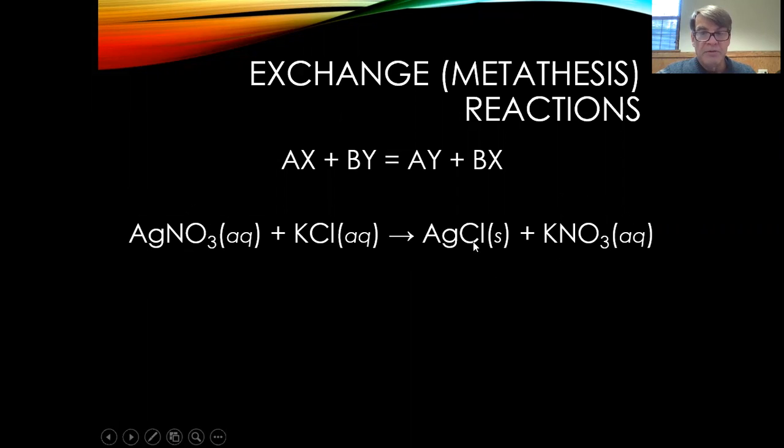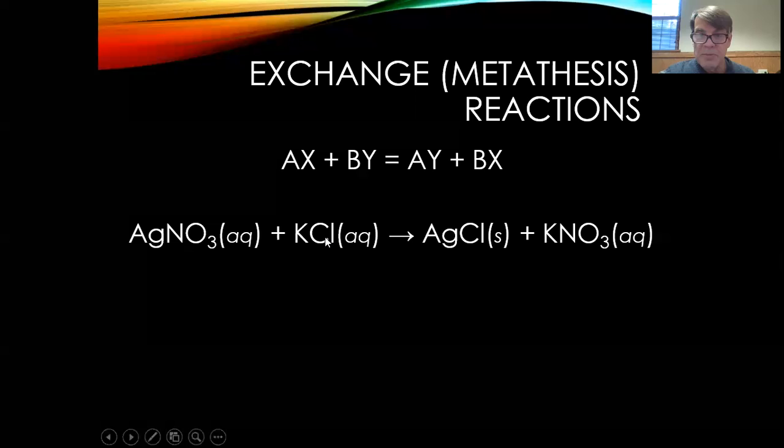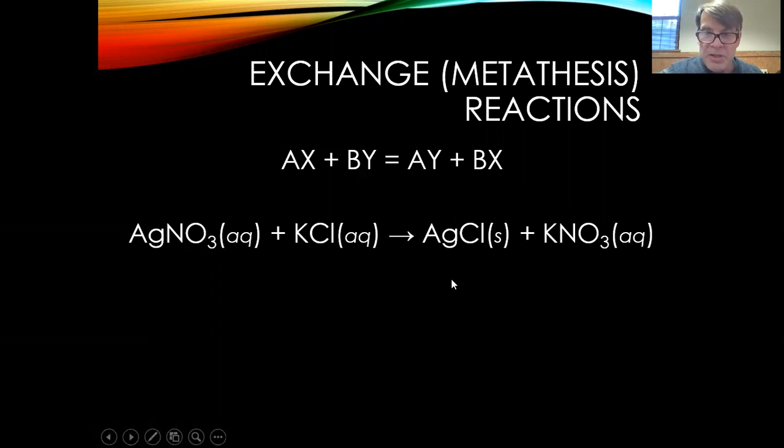But silver sees that chloride and says, let's precipitate. And so we have a switcheroo here. We have an exchange. The silver comes in with the nitrate, but the silver leaves with the chloride. The potassium comes in with the chloride, but leaves with the nitrate. And so this is the precipitate, silver chloride. Now, some of these are ions all the way around. We call those spectator ions because they're not doing anything.